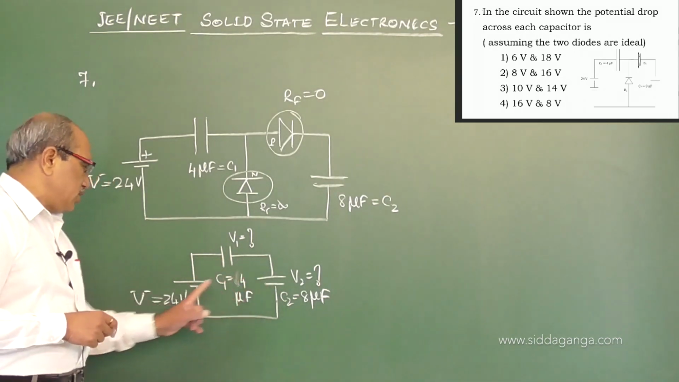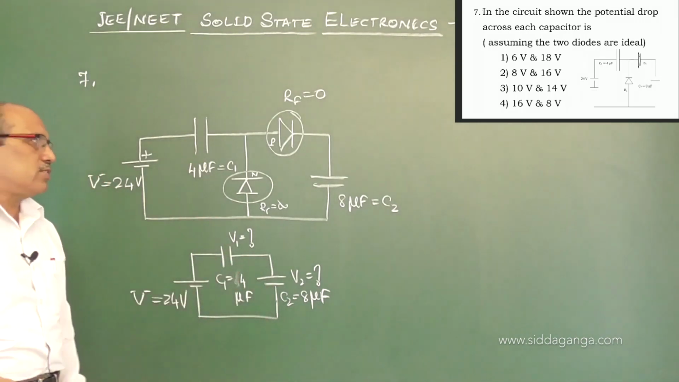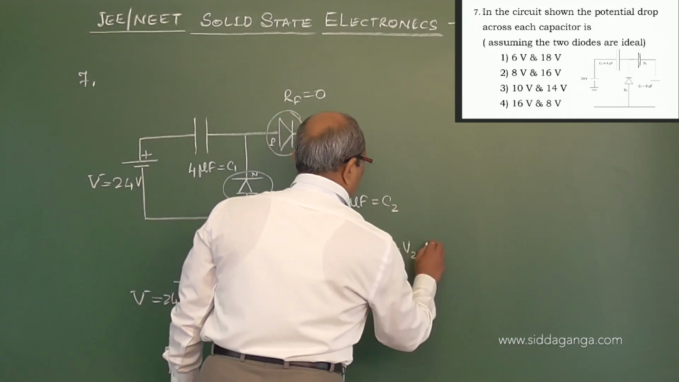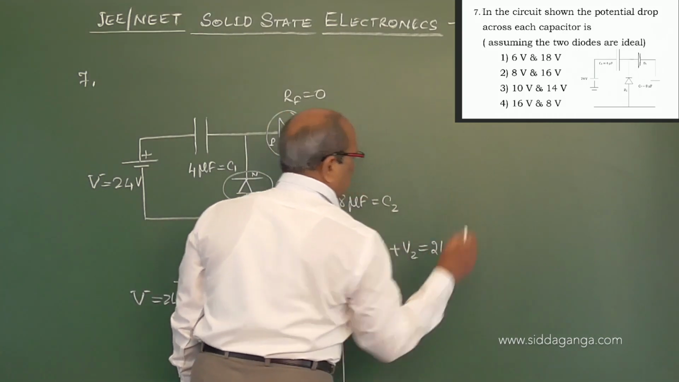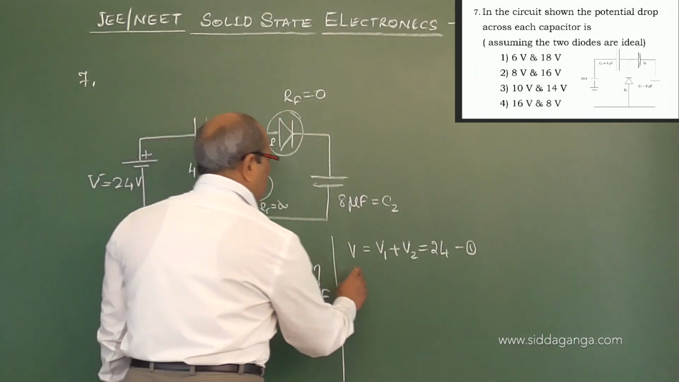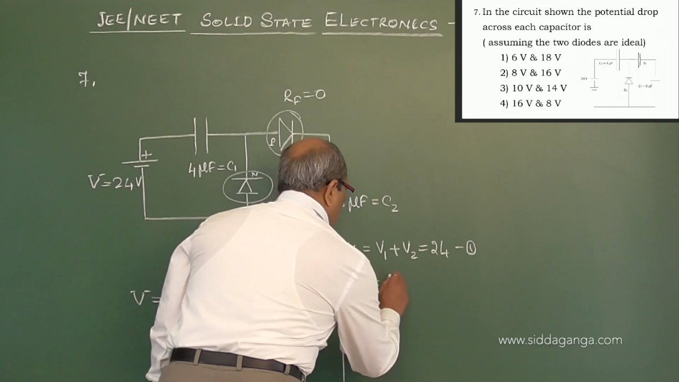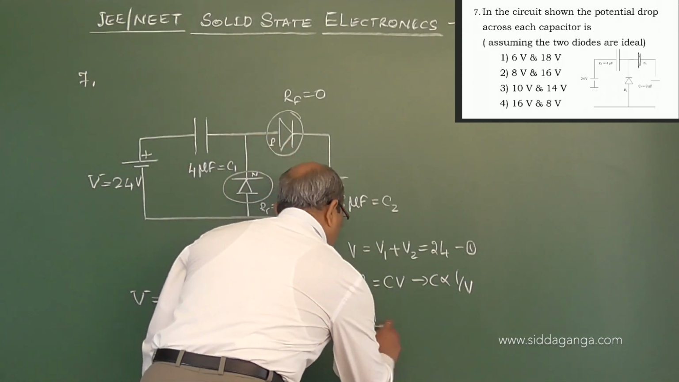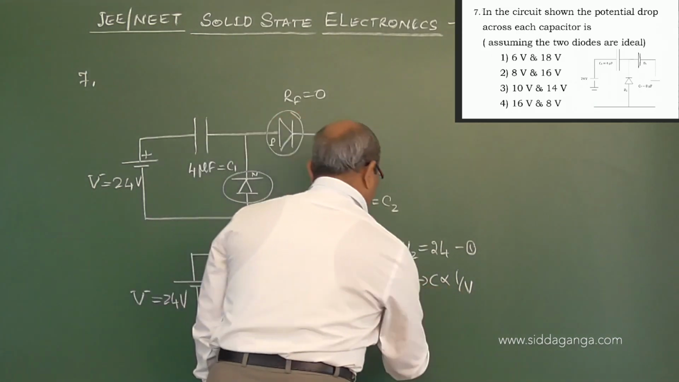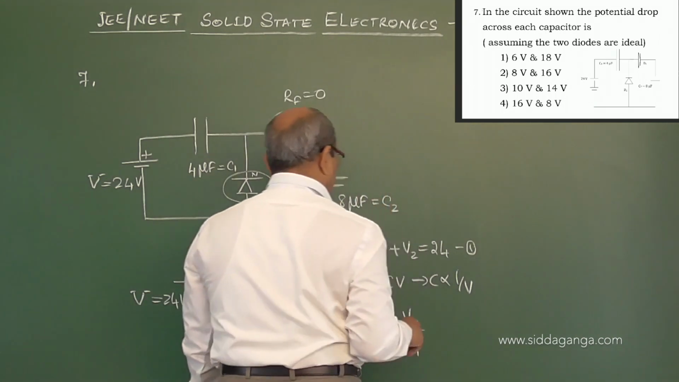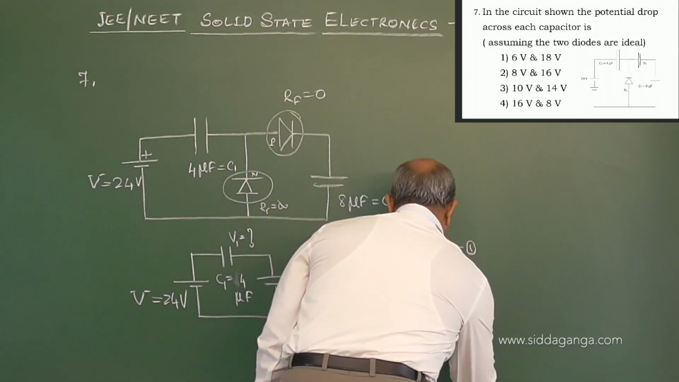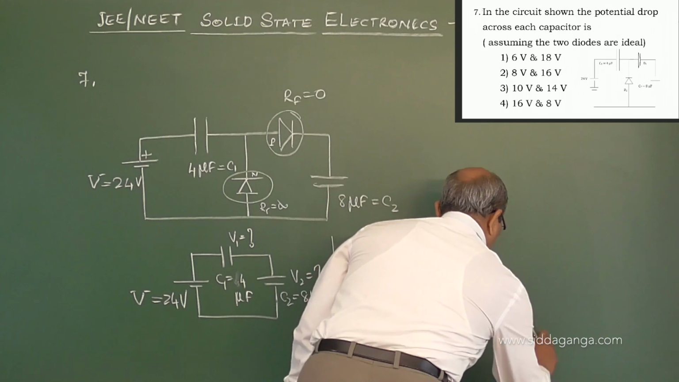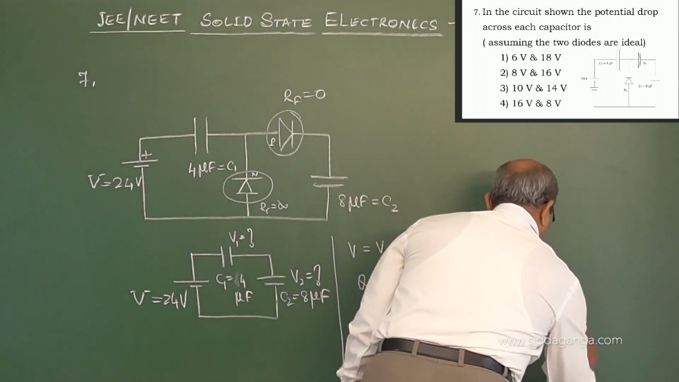Two capacitors are in series and the voltage is supplied to these components in series. Therefore, the effective voltage V is equal to V1 plus V2, which is equal to 24. Another thing you have studied in the capacitor part is that Q is equal to CV, so C is inversely proportional to voltage. Therefore, C1 by C2 can be written as V2 by V1. So V2 by V1 is equal to 4 by 8, which implies V1 is equal to 2V2.